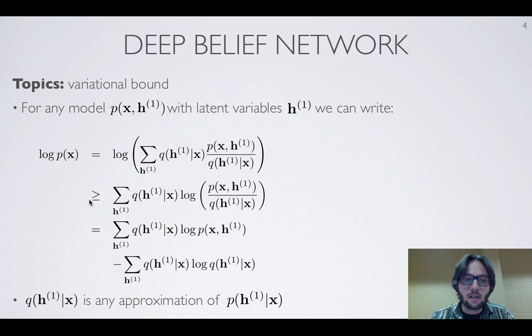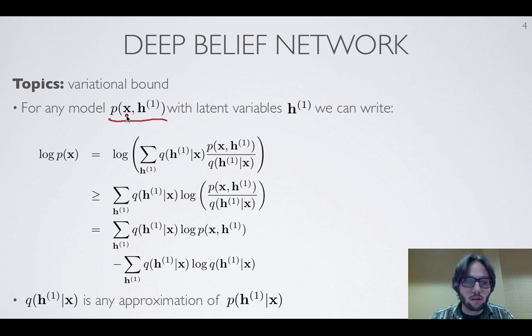The idea of a variational bound of the log likelihood for some model is actually very useful for a lot of graphical models with latent variables. So imagine we have any model, p of x and h1. I could have written just h to be general, but we'll use it in the next video for the specific case of the first hidden layer in a DBN.